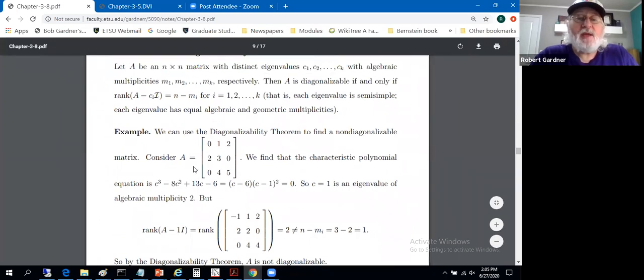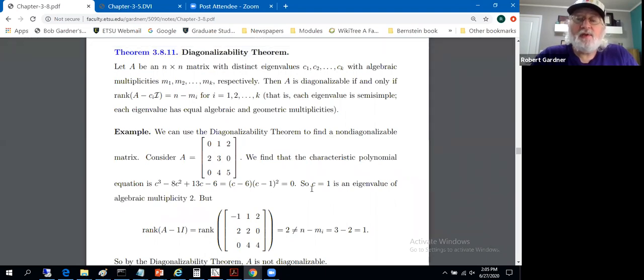Consider this matrix A that is given. I'm going to ask you to believe me on some of these computations. The characteristic polynomial is c cubed minus 8c squared plus 13c minus 6. Do your thing, taking determinants. This factors into c minus 6 times c minus 1 squared. So if we look at eigenvalue c equals 1, it's of algebraic multiplicity 2.